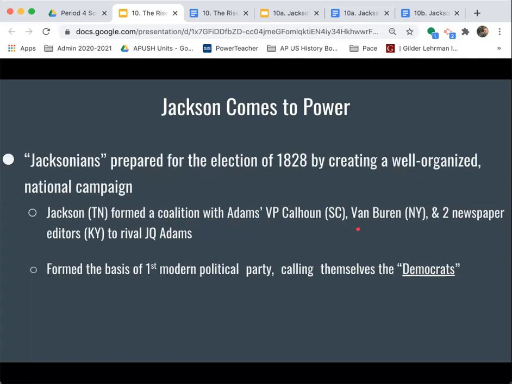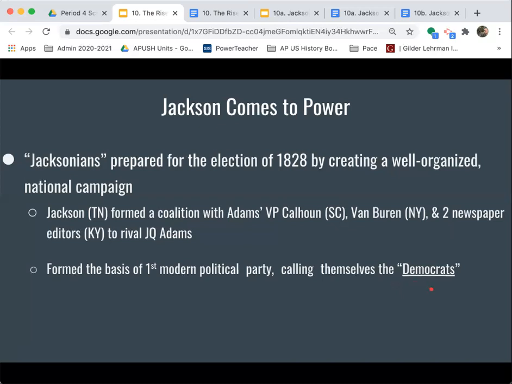And he's going to use newspaper editors as well to publish stories that are pro-Jackson, so that way they can run against John Quincy Adams in a much more organized fashion. This whole way of building a coalition of Southern support, Western support, Northern support, working to cobble together these groups, they're going to form the basis of the first modern political party, the first political party that looks a lot like our political parties do today, and they're going to call themselves the Jacksonian Democrats, and then eventually just the Democrats, okay?